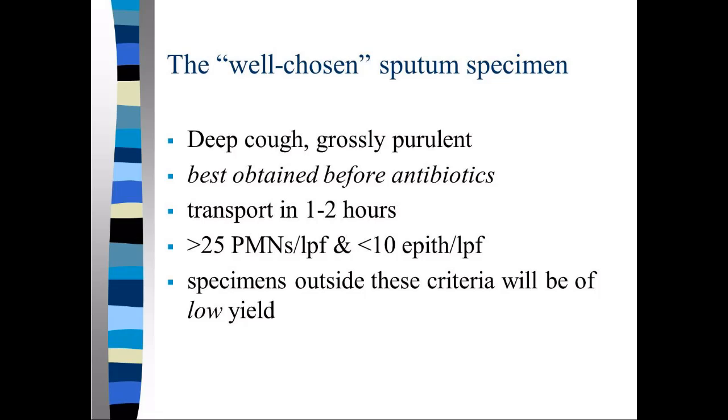Now, when we do have a patient expectorate a sputum specimen, it's always a good idea to review the criteria for a good sputum specimen. We want to remind the patient to cough deeply. We want to obtain it, if possible, before antibiotics, transport it rapidly to the lab, and you see here the criteria for a good sputum specimen, greater than 25 PMNs, less than 10 epithelial cells. If specimens are outside these criteria, they will be of low yield.